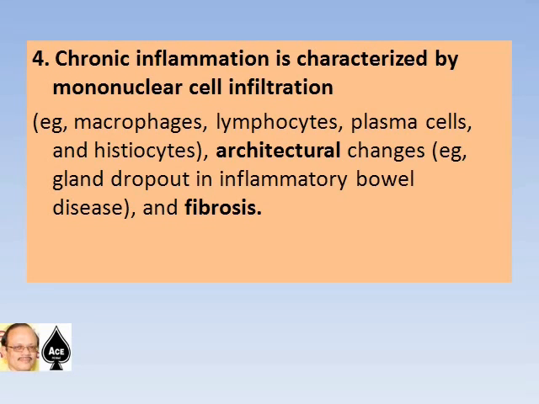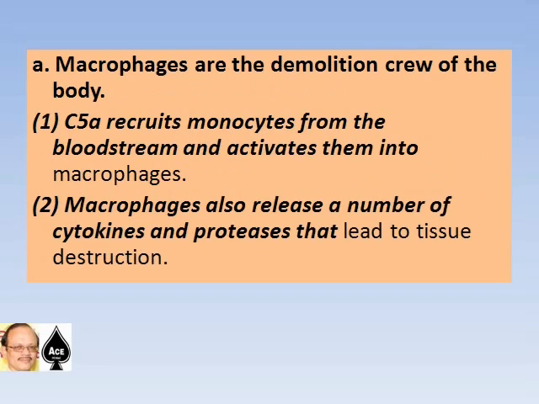Chronic inflammation is characterized by mononuclear cell infiltration like macrophages, lymphocytes, plasma cells and histiocytes. Architectural changes occur like gland dropout in inflammatory bowel disease, and fibrosis also occurs.